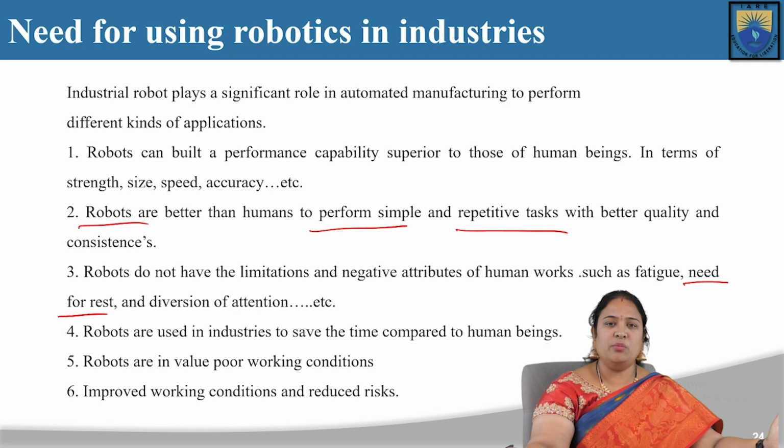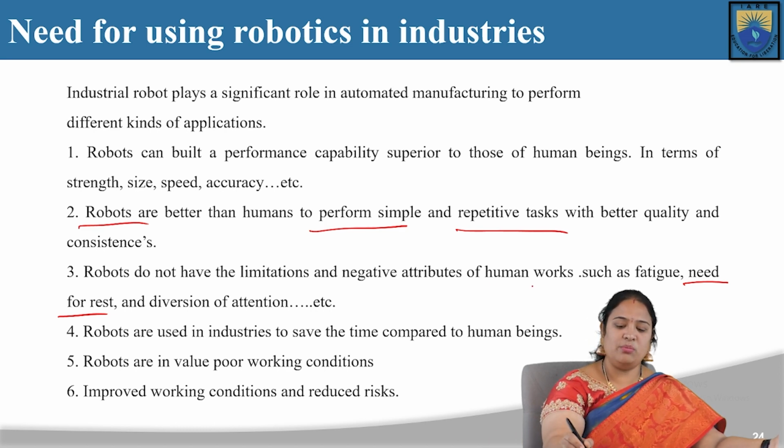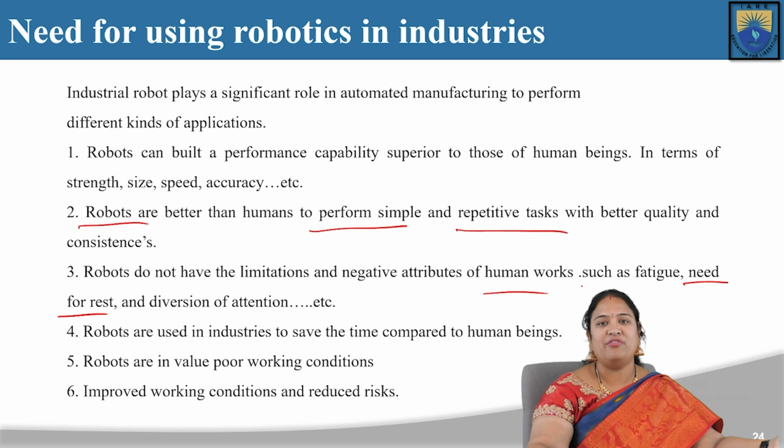The robot's thinking will be only one, completing the task which is being given to it, whether it is completing or not. That is the main task, and it will be doing its work accordingly. Whereas when we consider humans, they'll have a number of disturbances: mind stability, tiredness, diversion in the attention, leaves, etc. So when we're considering all this, robots are far better than the humans. So that is the need for industries.